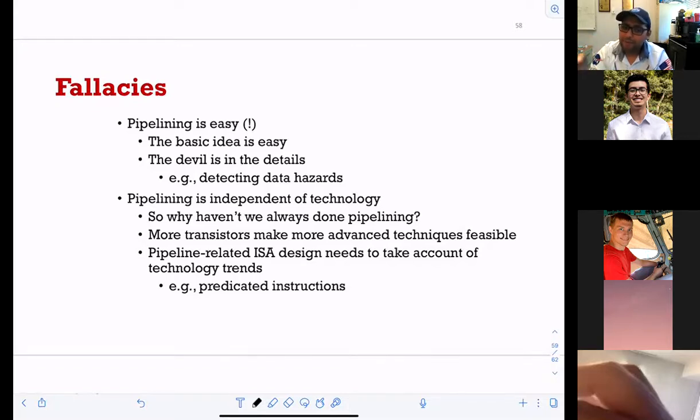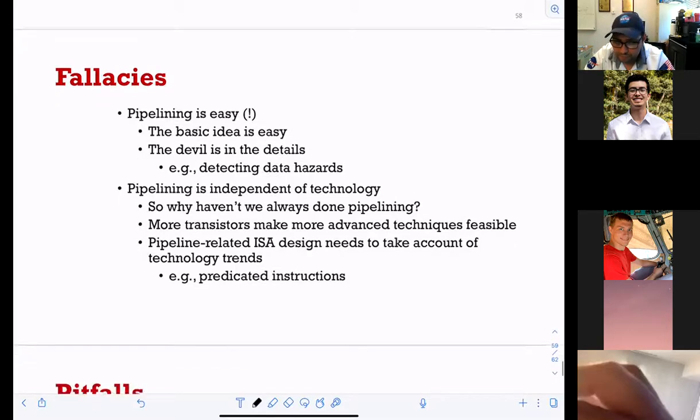Okay? Pipelining is independent of technology. Do you agree? Because at the end of the day, the transistor is smaller, faster, whatever, still, the number of stages is the one that is actually affecting me. That makes sense?